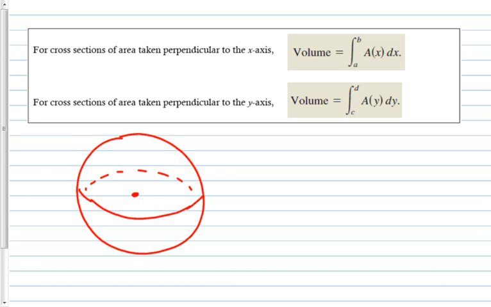I take a cross section of it by cutting it down, let's say right there. If you cut a ball and you slice it down there, that slice is going to look like a circle. A loaf of bread is a perfect example.